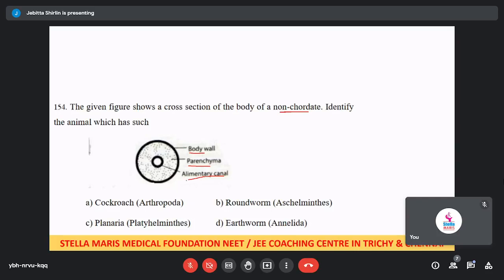You will have to choose which of these animals has this section. Answers, please. Option A is cockroach. Option B, roundworm. Option C, it is planarial worm, which is a platyhelminth. And option D is annelid, which is earthworm.